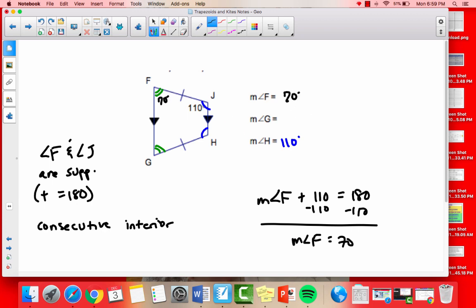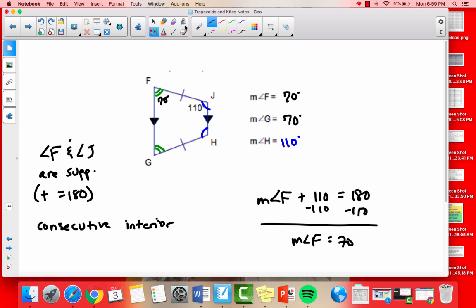So if we find that that's 70 degrees, then because we know F and G are the same because they're base angles, that means angle G is 70 degrees. And we're done. So knowing that base angles are congruent is very helpful, as well as knowing that you've got some supplementary angles also makes it a little easier to find your missing measurements.